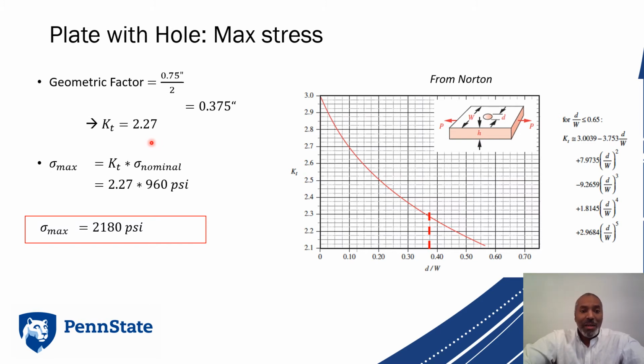Then we can calculate our sigma max as our nominal stress, which we just calculated, times this geometric stress concentration factor, 2.27 times 960, and we'll get 2180 psi as our maximum stress. So there we go. The maximum stress in our plate, 2180 psi.